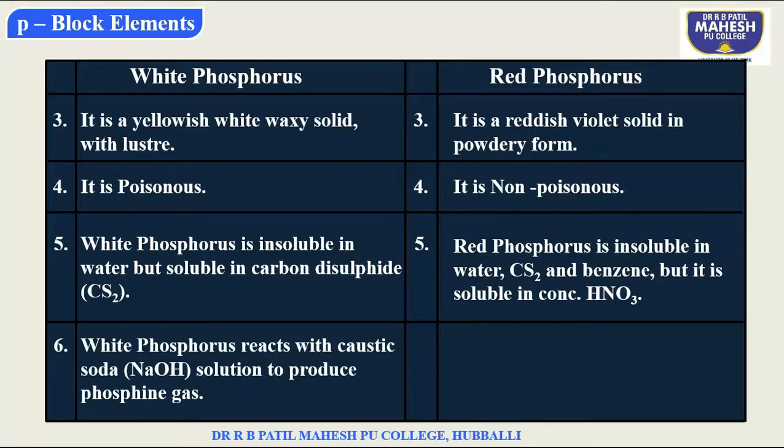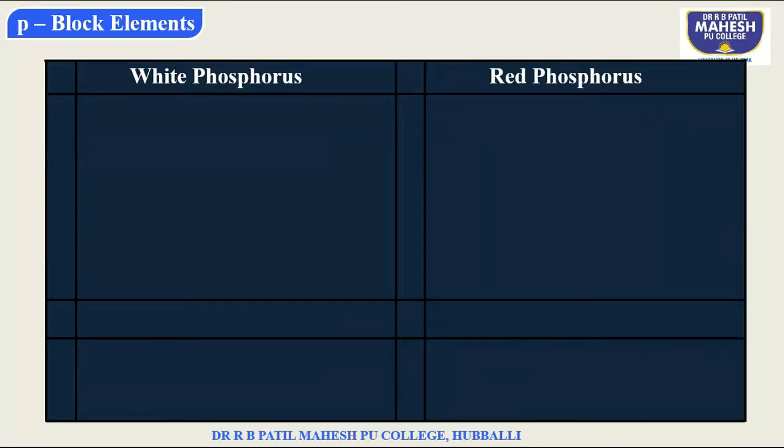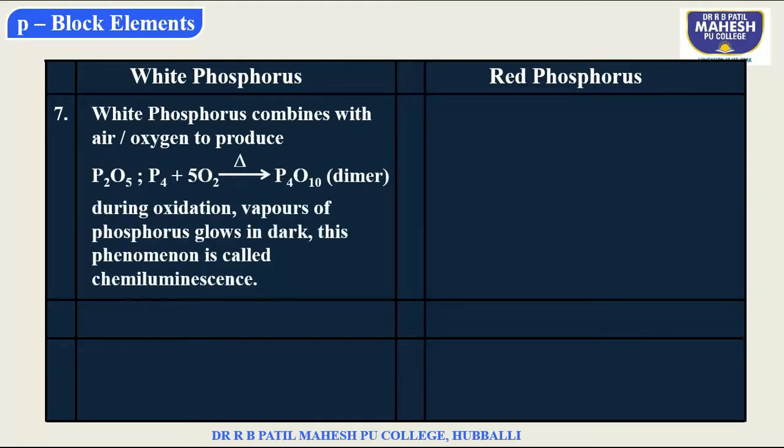White phosphorus reacts with sodium hydroxide solution to produce phosphine gas, whereas phosphine gas is not produced in the case of red phosphorus. White phosphorus combines with air or oxygen to form tetraphosphorus decaoxide. During this oxidation, vapors of phosphorus burn, thereby it glows in the dark. This phenomenon is called chemiluminescence.